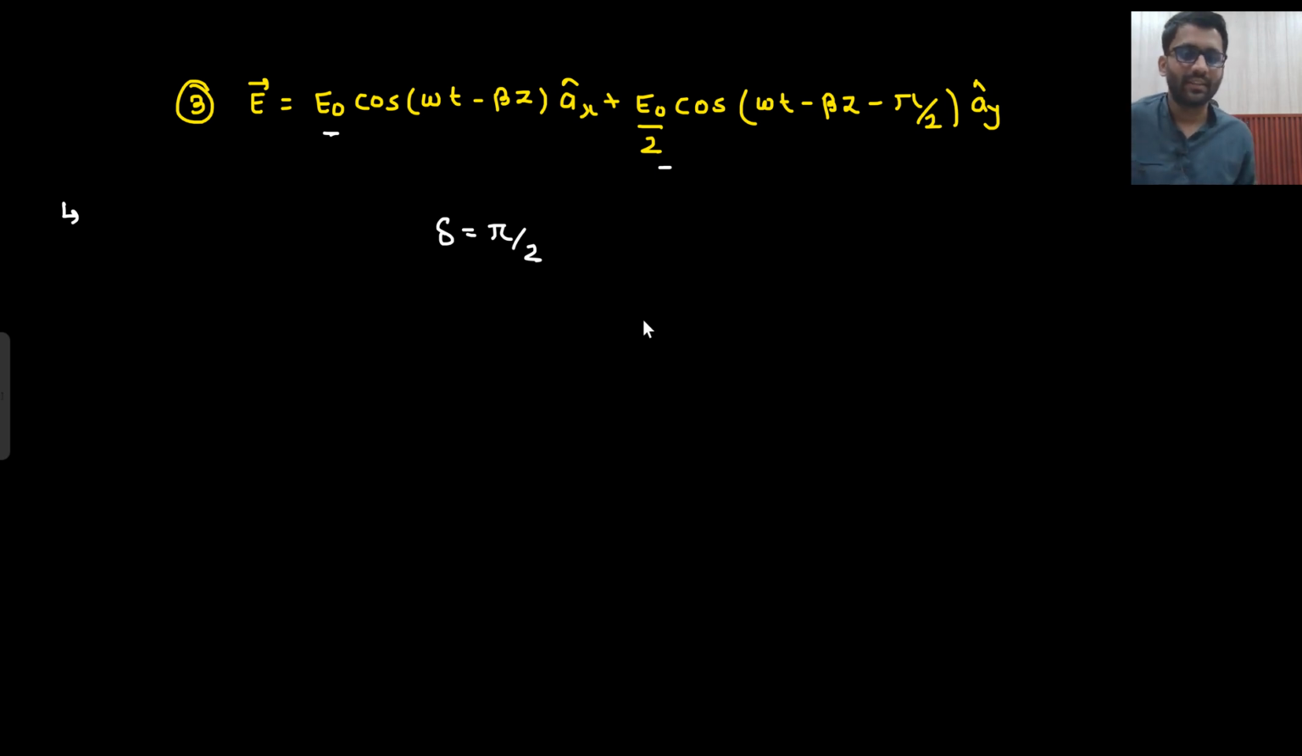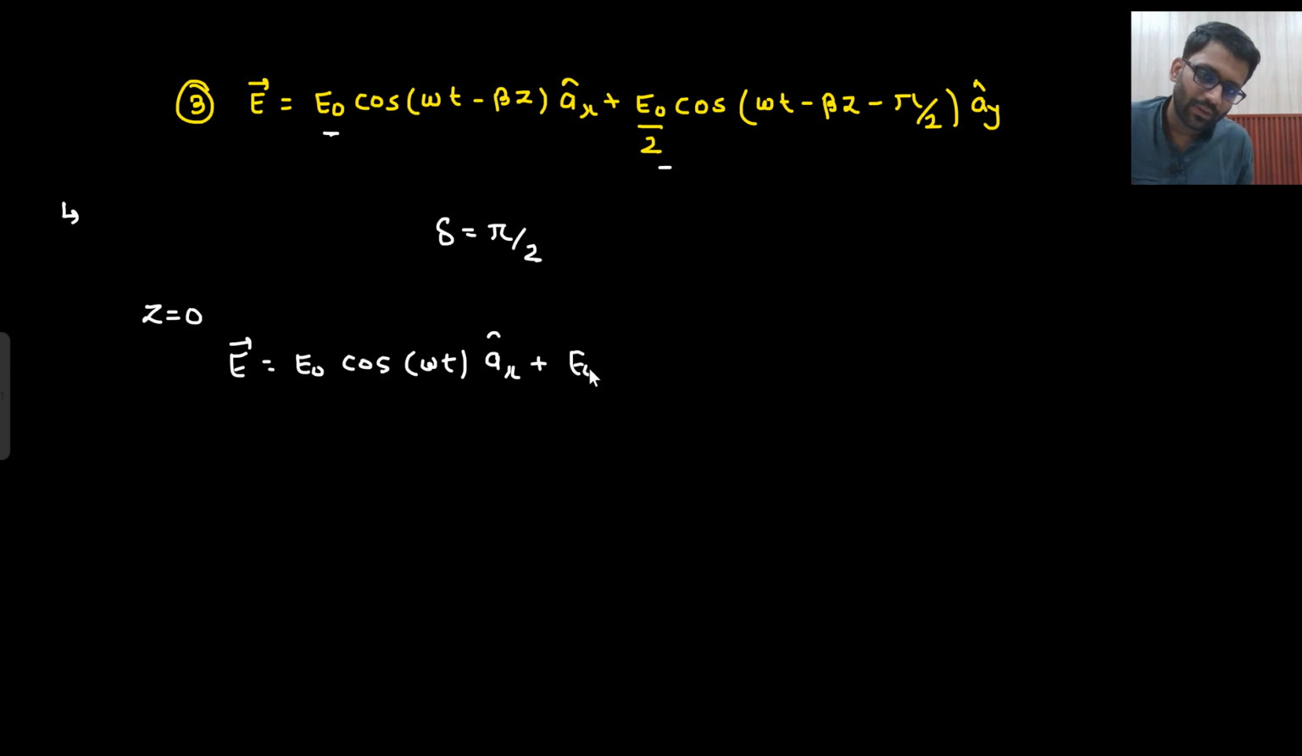So let's analyze it. How are we going to analyze? I have told you I need to stand on the z equals 0 plane because my wave is propagating in the z direction. So what will my electric field be now? My electric field would be E naught cos omega t Ax cap plus E naught by 2 cos(omega t minus pi by 2) Ay cap. Is that clear? Okay. So now let's see at t equals 0.